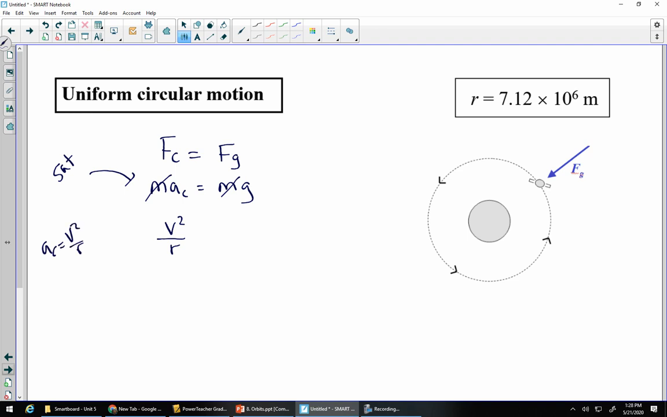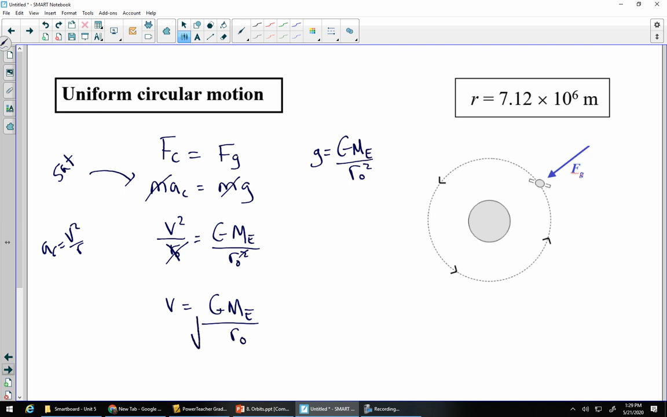So I'm just going to put that on my left side of the equation. And I know that my g, or my gravitational field strength, is G times the mass, in this case of the Earth, divided by the orbital radius squared. We see one of those squares canceled. And we are looking for the speed. So speed must be equal to the square root of G times the mass of the Earth divided by the orbital radius.